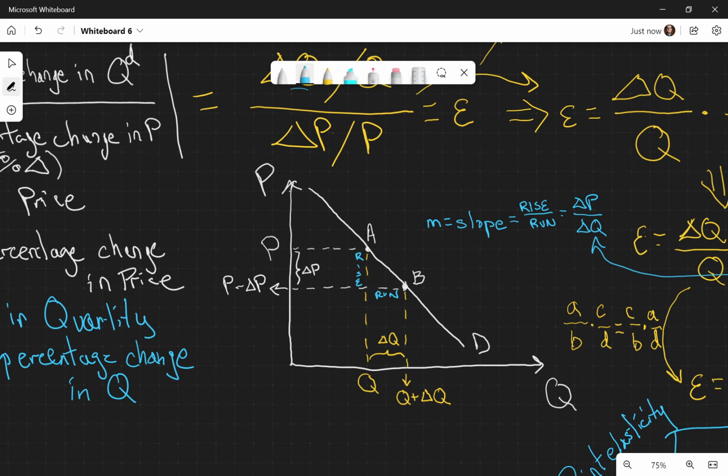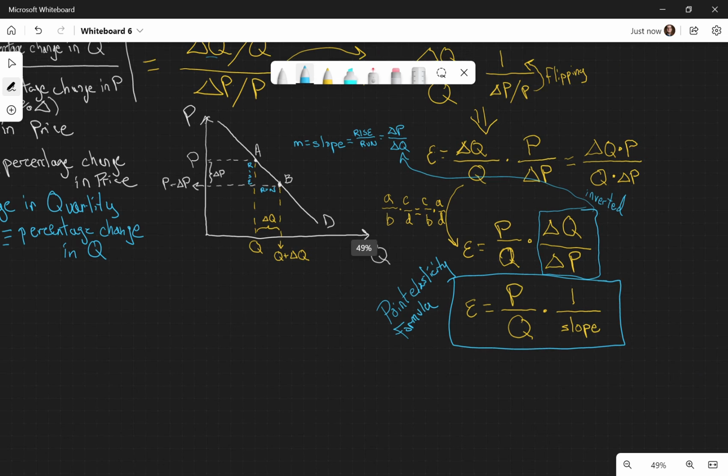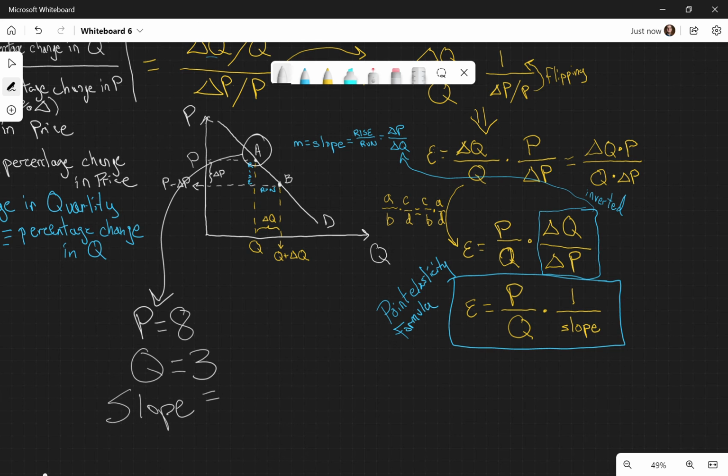So let's go ahead and do an example. You may be asked to use this formula in an example on the exam, right? So you may be given some information. You may be told that at point A, the price is 8, the quantity is 3, and the slope is 20 rise over 5 fall, so it's going to be a 4 slope. We know it's negative slope because it's demand, it's downward sloping. We don't need to say that it's negative. We just kind of assume, right?